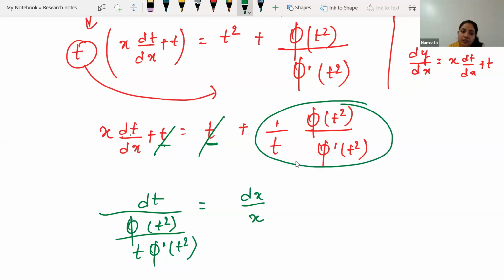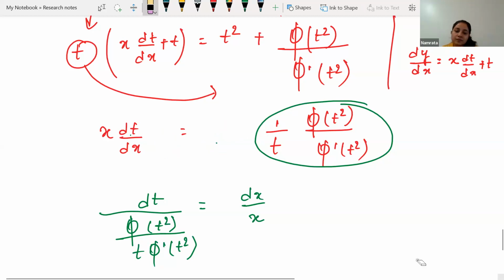Nothing is there. Okay, forget about this plus sign and t. Let me wipe it if it is creating confusion. We are just having this. So obviously we can separate it. Dx by x we can write on one side, and on the other side we can transfer everything like this.